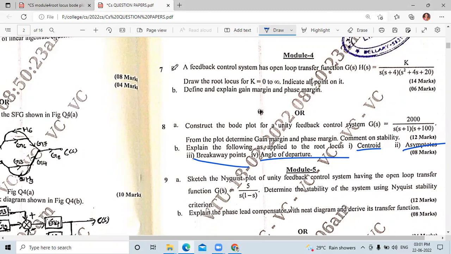Next, we shall discuss this question. Okay. A feedback control system has an open loop transfer function G(s)H(s) equals K divided by s into (s plus 4) into (s square plus 4s plus 20). So they have asked for 14 marks. Okay. Draw the root locus for K equals 0 to infinity. Indicate all points on it.